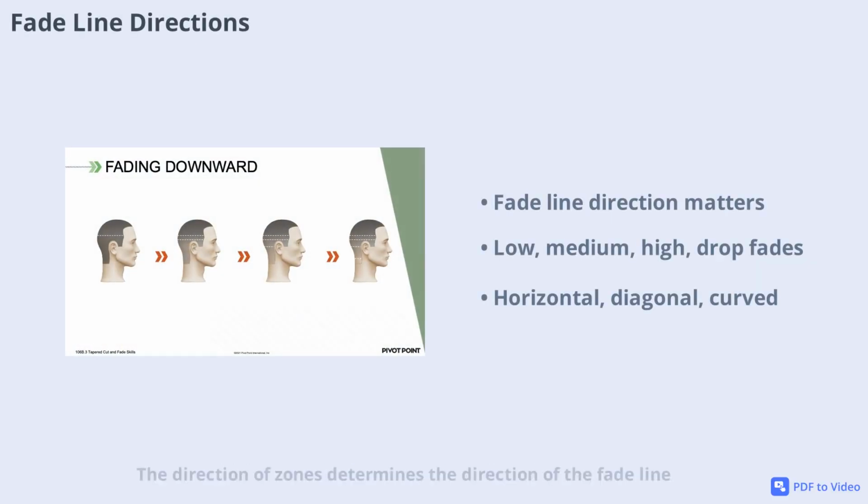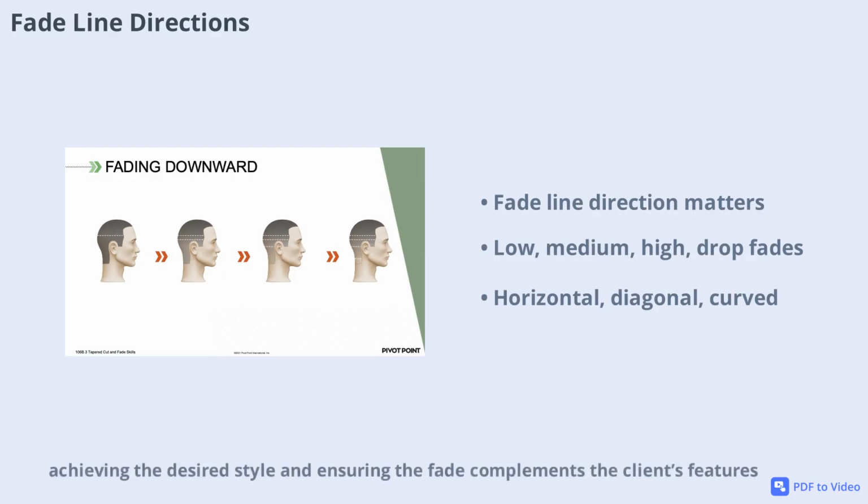The direction of zones determines the direction of the fade line, which in turn defines the intended type of fade: low, medium, high, or drop. Common fade directions include horizontal, diagonal, and curved. Understanding how to position and direct the fade line is essential for achieving the desired style and ensuring the fade complements the client's features.